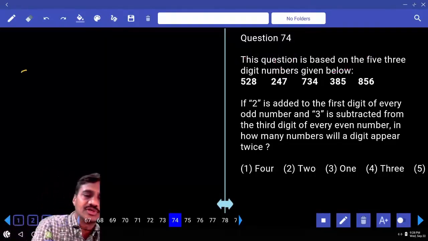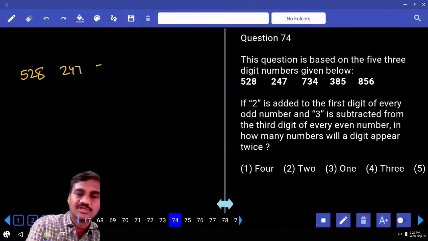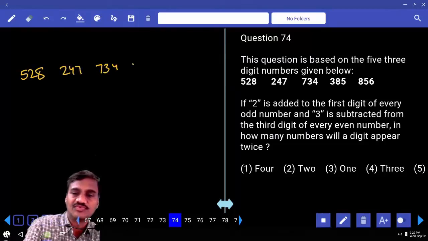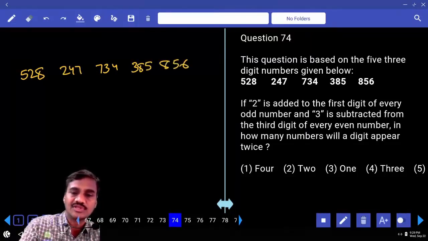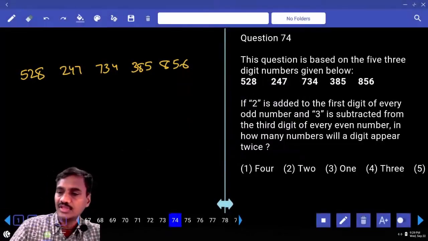Now what are the numbers we have? 528 and 247 and 734 and 385 and 856 are the numbers we have. Then what are the conditions given here? 2 is added to the first digit of every odd number.